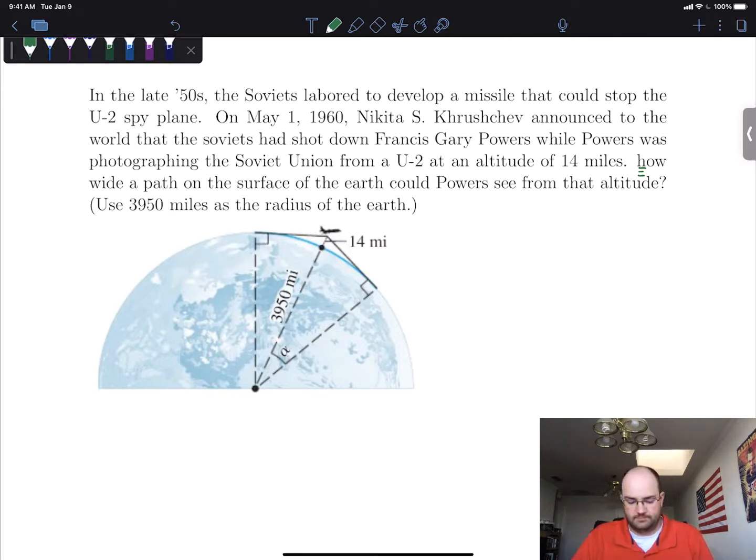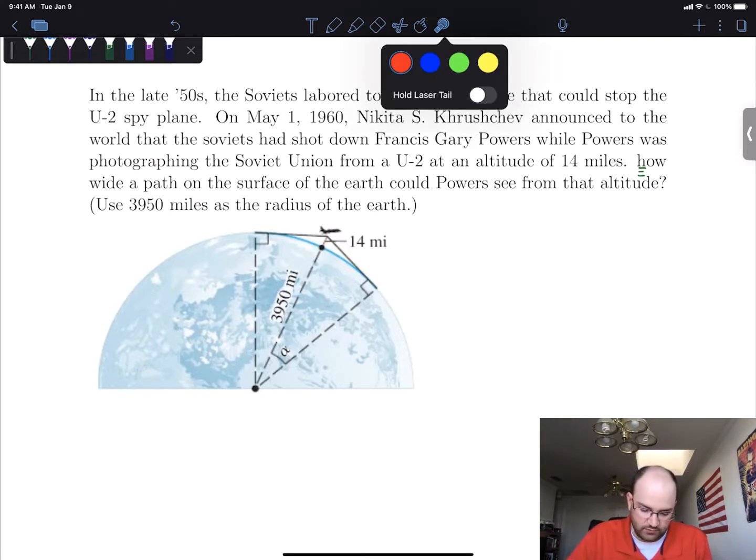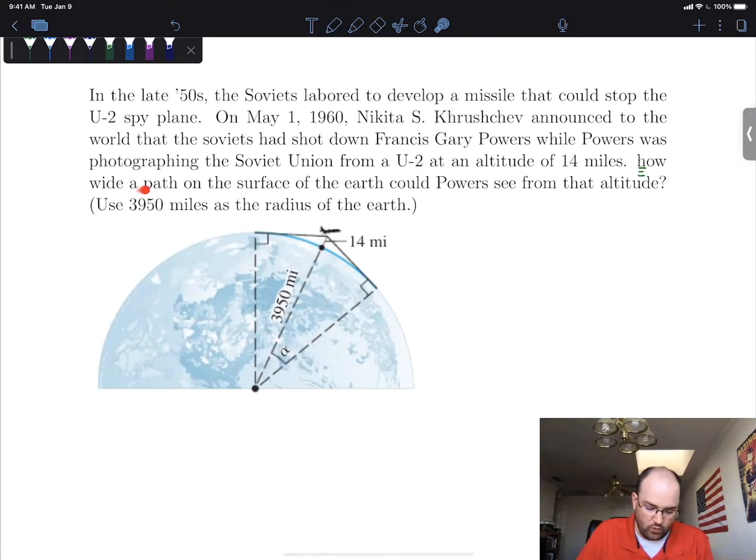Now, here's the thing. We know that he was 14 miles in the air, and we want to know how wide a path on the surface of the Earth could he see from that altitude. We really need to figure out the total angle that he could see here, which would look like this in this figure. And we want to know this arc length, which means we need to know that angle, which means we need to know alpha.